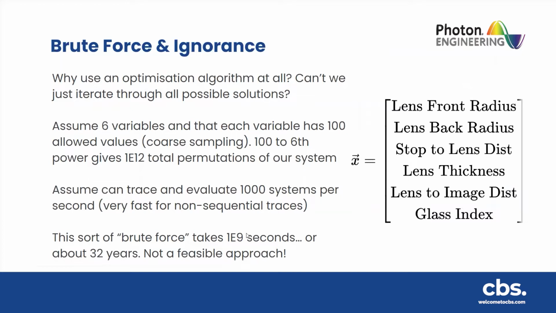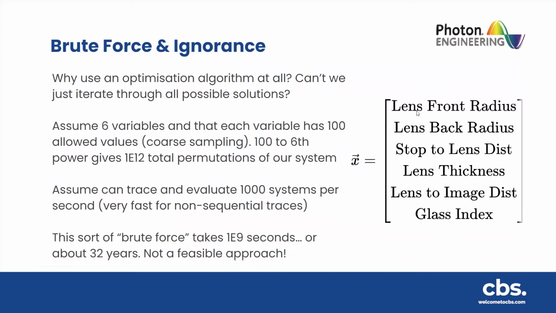If we take a slightly more complex system, perhaps something like a simple landscape lens, a landscape lens is just a single piece of glass and a stop and an image plane. If we assume we have 6 items that we can vary, so we can change the front and back radius of curvature, the distance of the lens from our stop, the thickness of the lens itself, the distance from the lens to the image plane, and we can also choose the index of the glass. That gives us a variable vector x with 6 things that are changing.